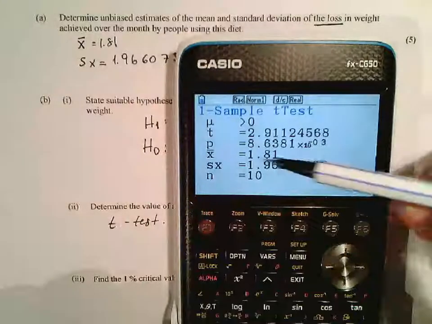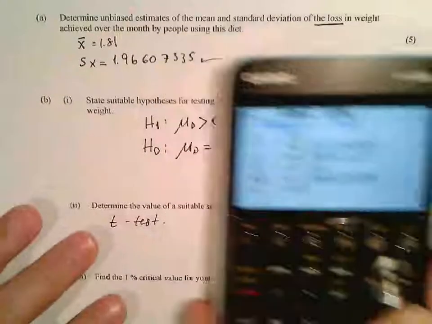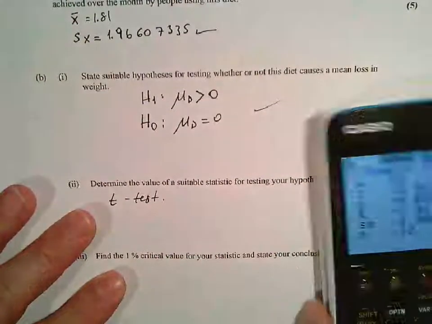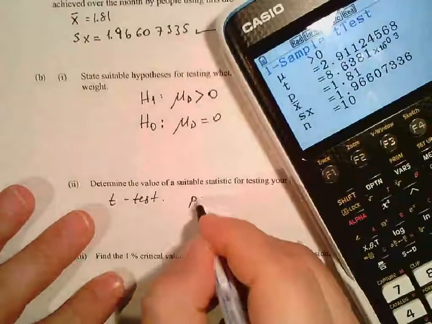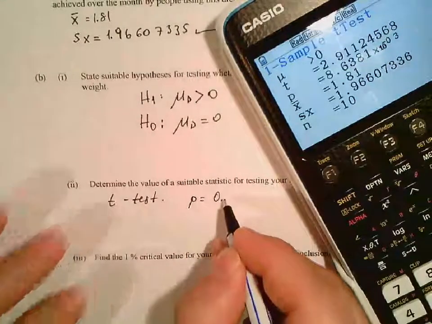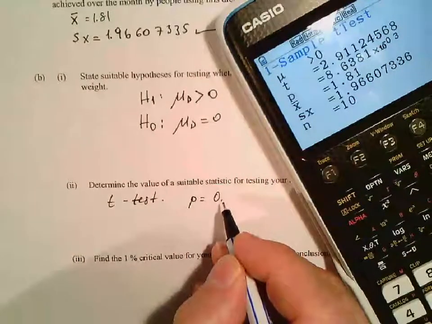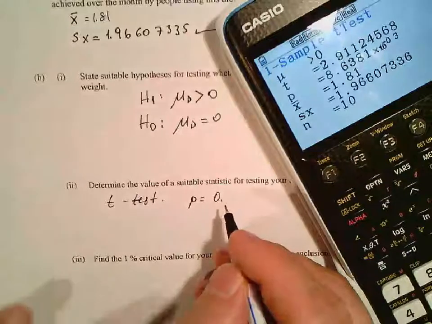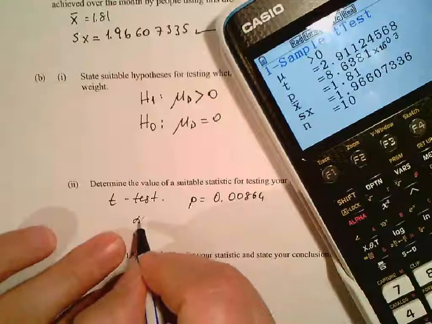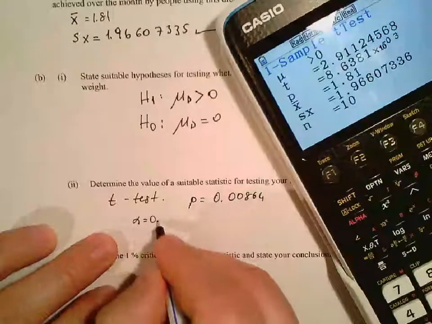What is the thing I'm worried about here? Only the p-value. Okay, look at your p-value. The p-value is, okay, you see this minus 3, that means 0.00864. So alpha is 0.01.